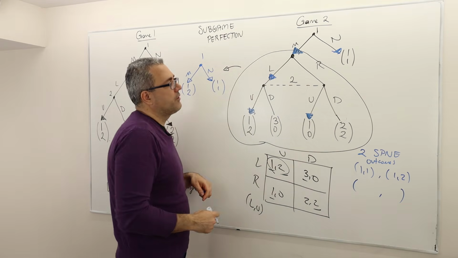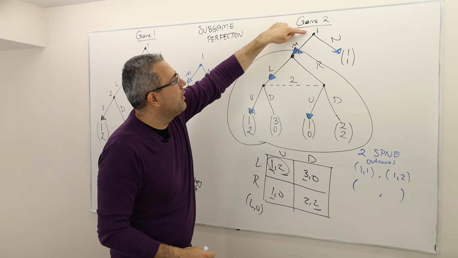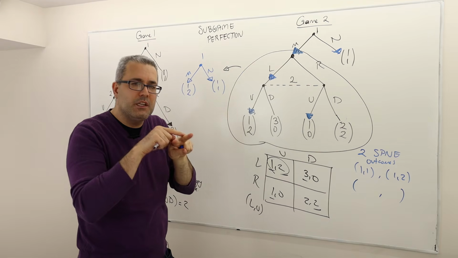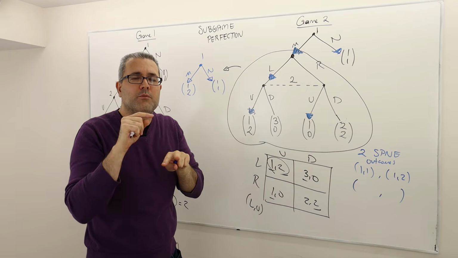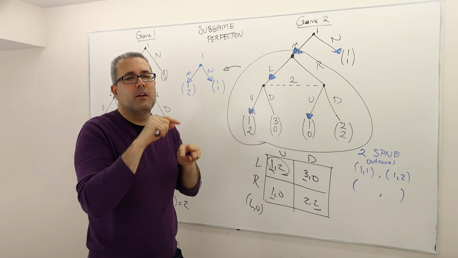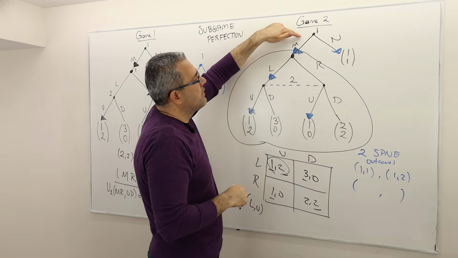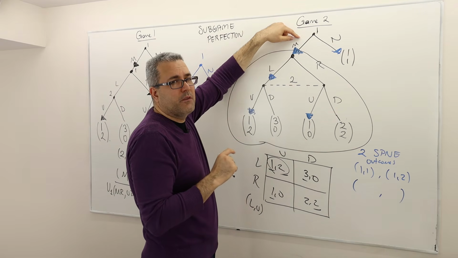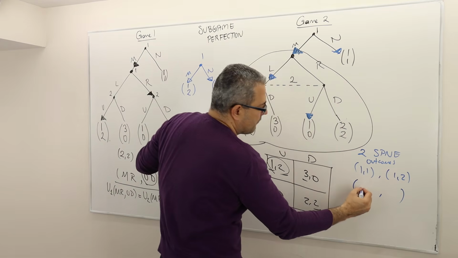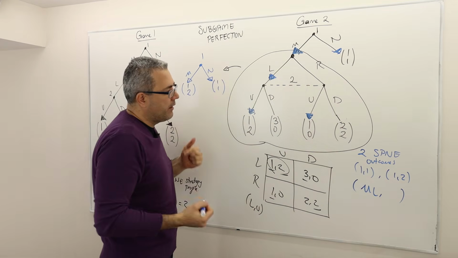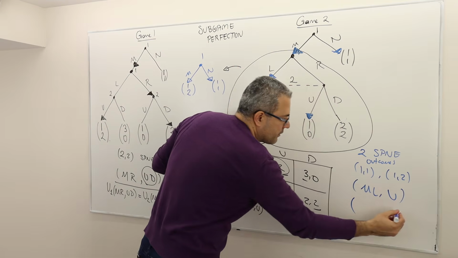write the strategy for player 1. How many info sets does he have? 1, 2 info sets. So for each info set, 1 action. But those actions must be the ones on the branches that have the arrows. So therefore, player 1's optimal strategy, the subgame perfect Nash equilibrium strategy, is ML, all right? And player 2's strategy is U. All right, so this is the first SPNE.